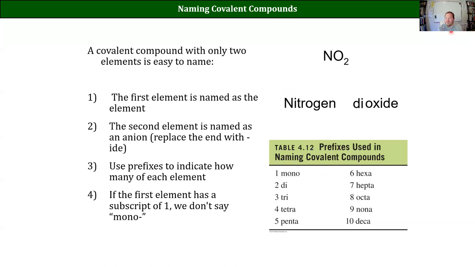And same with a lot of the transition metals. Before, it was common to use, say, iron 3 versus iron 2, you would say ferric versus ferrous, a ferric nitrate versus ferrous nitrate.